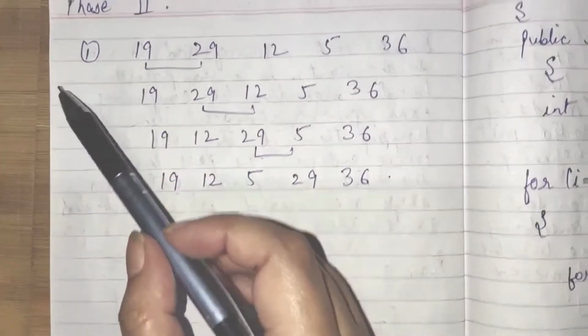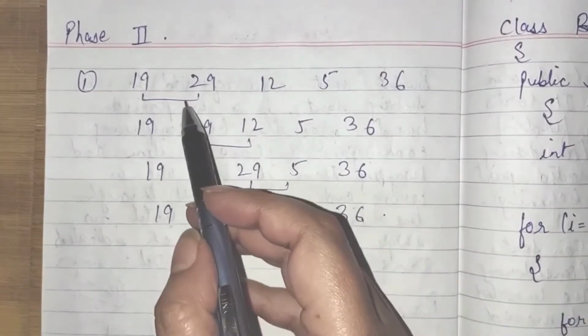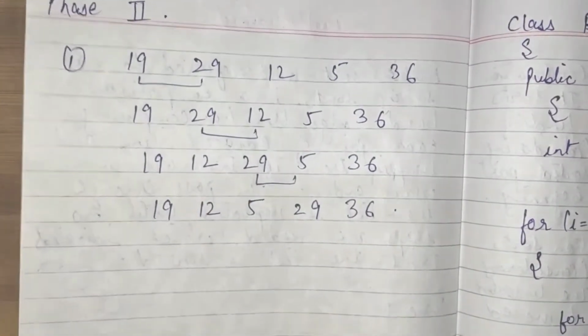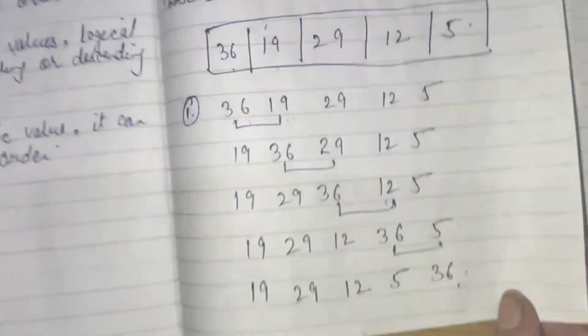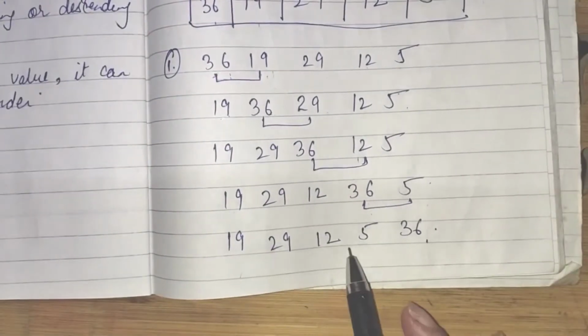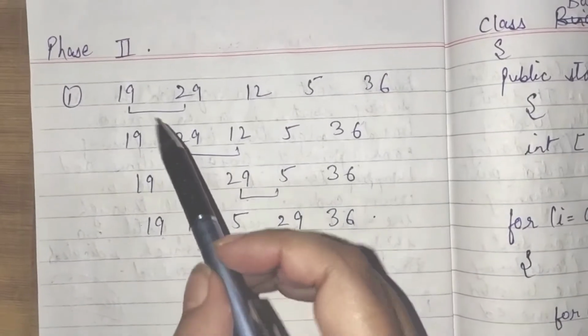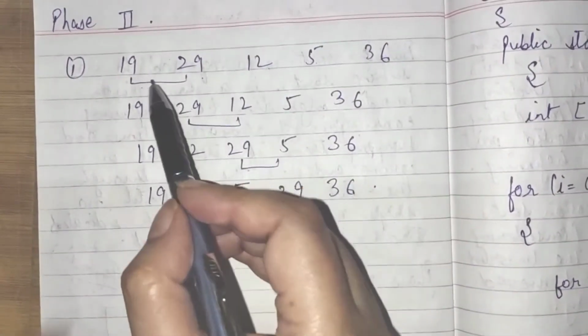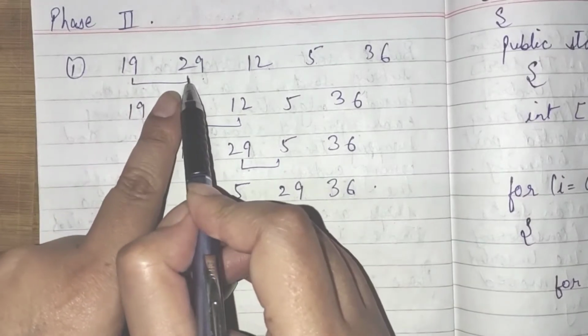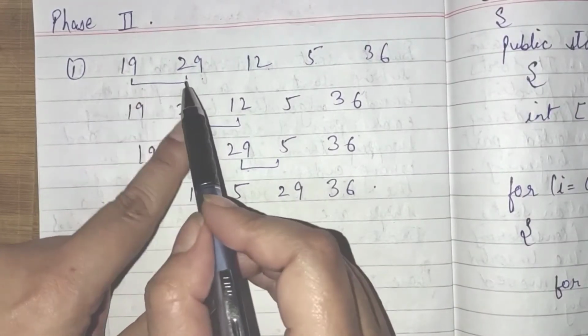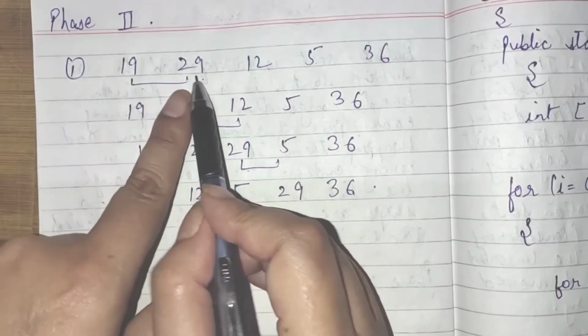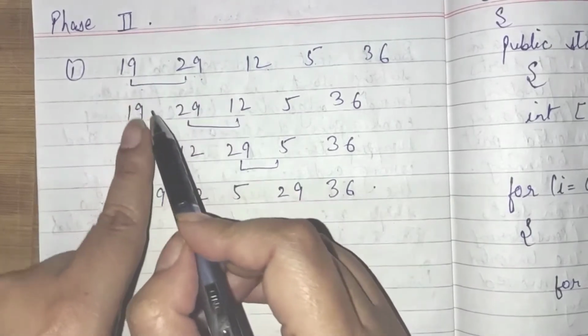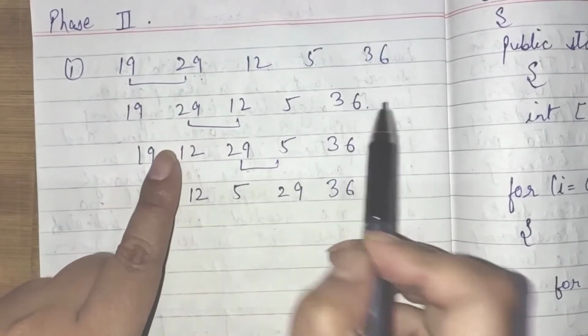Similarly, when we run phase 2 or round 2, our list is 19, 29, 12, 5 and 36. Again it will check the first two values. Here 19 is smaller and 29 is larger, so the list will remain the same.